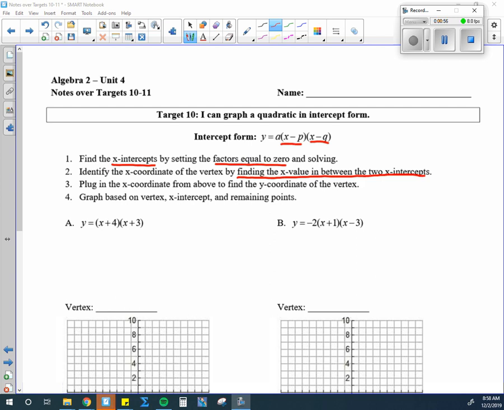So then to find the y value of the vertex, we're going to plug in that x coordinate that we just found, that middle point between the two x-intercepts. We'll plug that into the equation for both x's, and that will give us the y value of the vertex. Then, based off of that, we're going to graph our vertex, our x-intercepts, and then our remaining points using our 1, 3, 5 pattern. So let's take a look at an example.